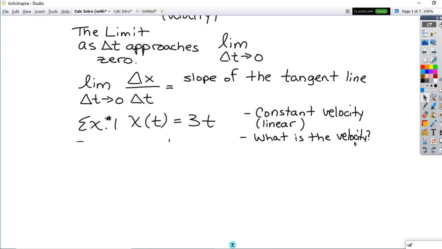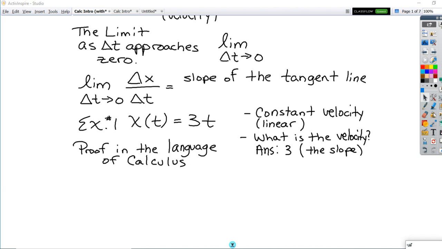The velocity is represented by the slope of this function. Well, I don't need any fancy formula to work it out, because I can just look at this equation and know that that 3 represents the slope of this line. So what is the velocity? The answer is 3. So it's 3 meters per second, for instance. That's how fast this object's going. Doesn't matter what time it is. No matter what the time is, the velocity is always 3. So because we know how fast it's moving, I can tell you at any time what the position of that object is.